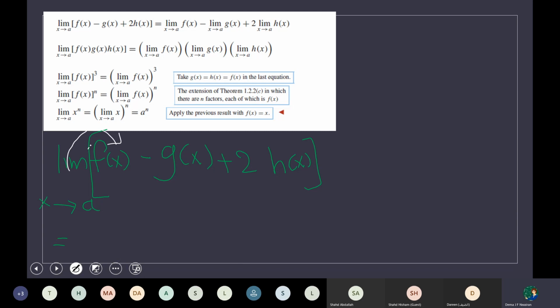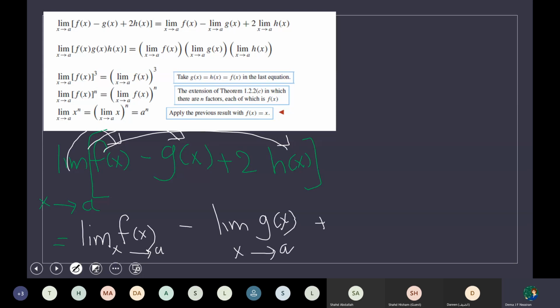So I will distribute the limit on each function: limit f of x when x approaches a, minus limit g of x when x approaches a, plus, here we have 2, limit h of x when x approaches a. Why do we put 2 outside? I drop it outside because it's a constant. So if you have a constant, just drop it outside. Why? Because the limit of a constant is that constant, so no need to evaluate the limit of it.